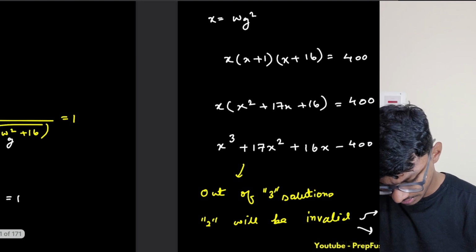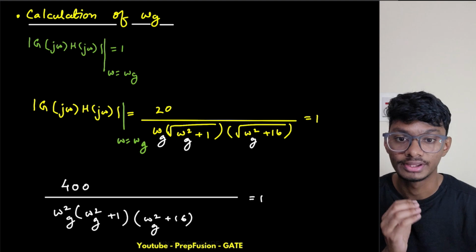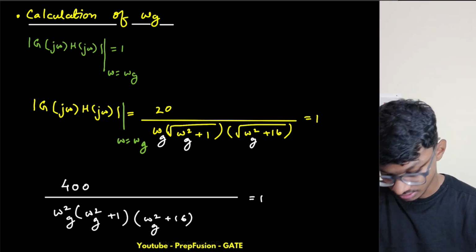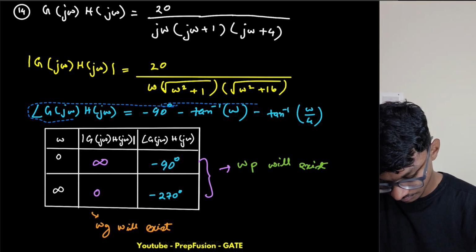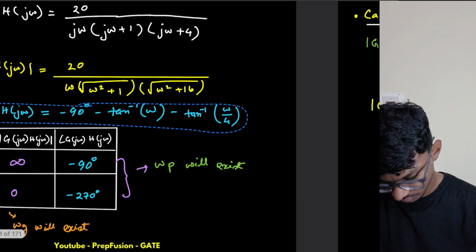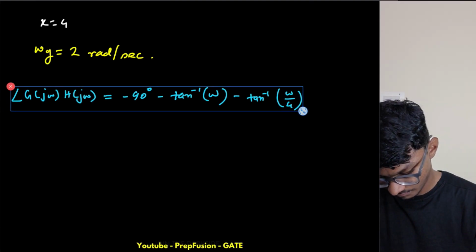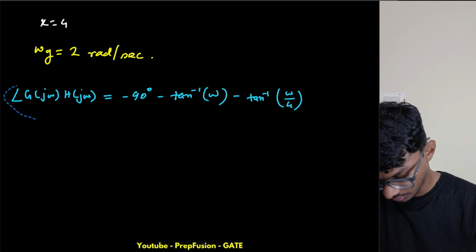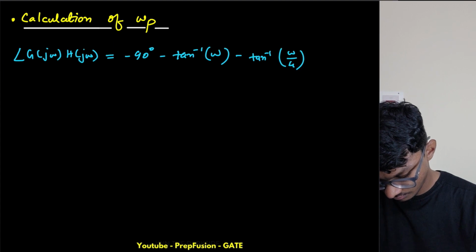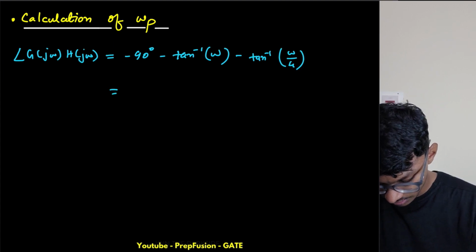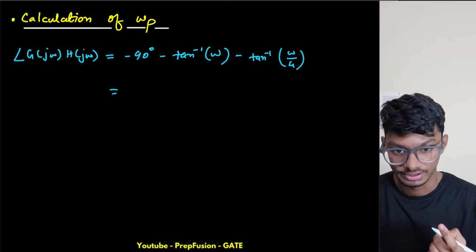Again, let me copy this one, just to prove that omega p will definitely exist. So what is my angle? The angle is this one. I need to cut it and paste it over here. If my angle is this one, then basically I need to get minus 180 degrees.